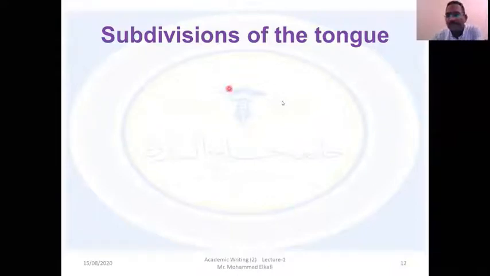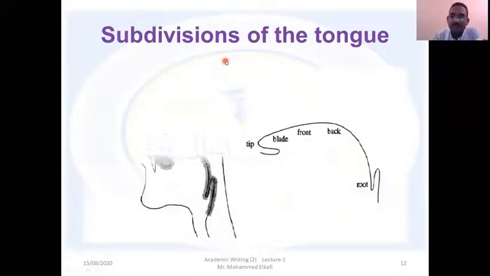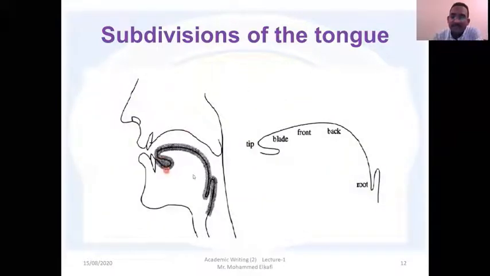Also we have the tongue. We said that it is the most important organ in the production of speech sounds, and here we have subdivisions for the tongue. This is the position of the tongue in our mouth. Here we'll find the tip, blade, and front and back parts of the tongue, and here we'll find the root of the tongue.